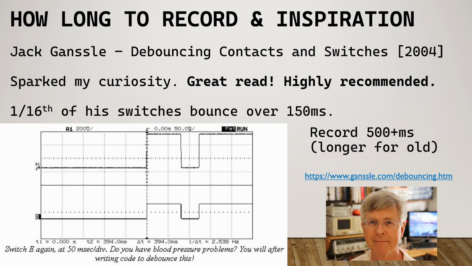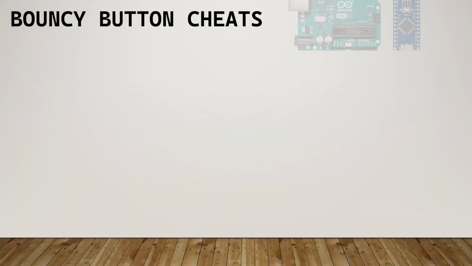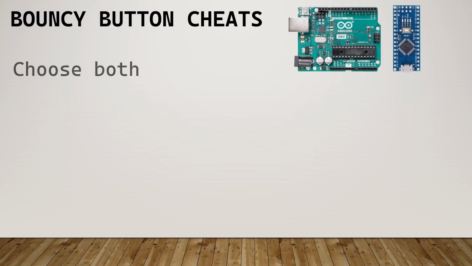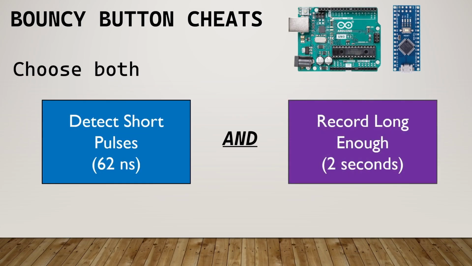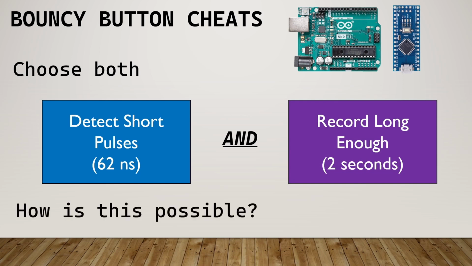But like we just saw, this is problematic for low-cost scopes with limited memory, but not a problem for the Bouncy Button project because we cheat. With a simple Arduino Uno or Nano, you can detect very short 62 nanosecond pulses and record long enough for even the bounciest of switches. But how is this possible? Well, we cheat and we use some tricks.